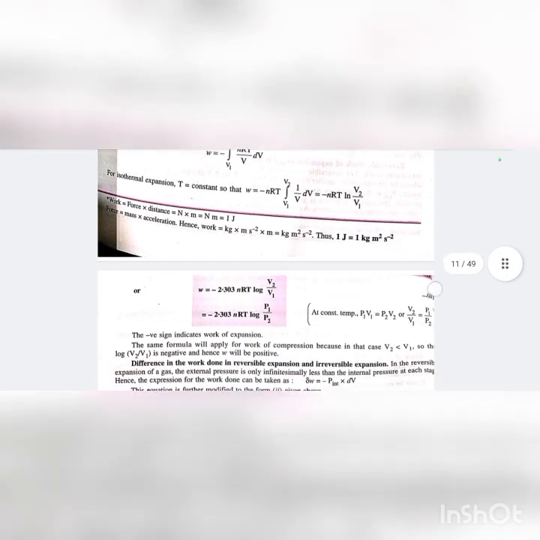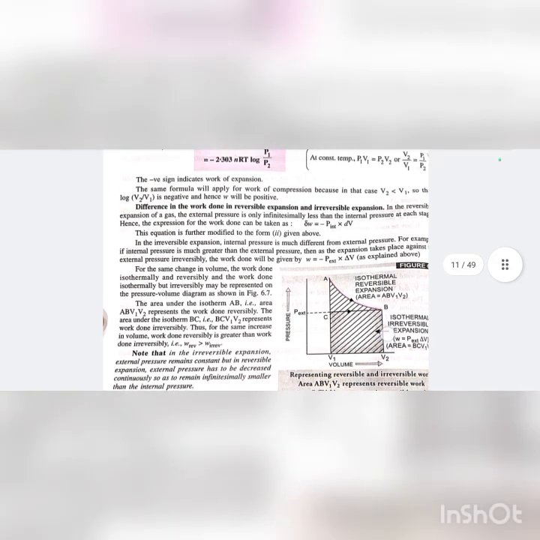Now, work done in isothermal reversible expansion of an ideal gas. We calculate the formula for this and we get W equals minus 2.303 nRT log (V2 by V1), or from Boyle's law we can also write W equals minus 2.303 nRT log (P1 by P2). The negative sign indicates work of expansion. The same formula applies for the work of compression, because in that case V1 is greater than V2, so log V2 by V1 is negative, hence the value of work will be positive.